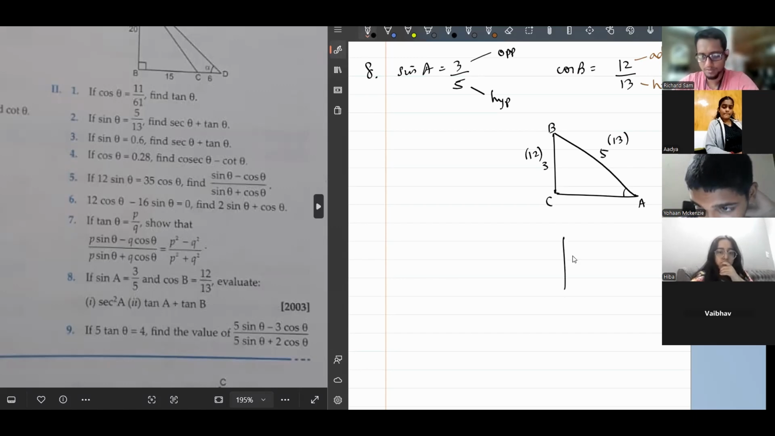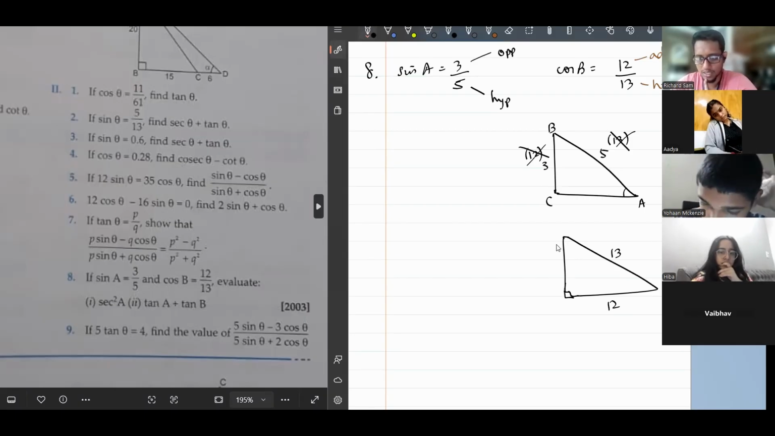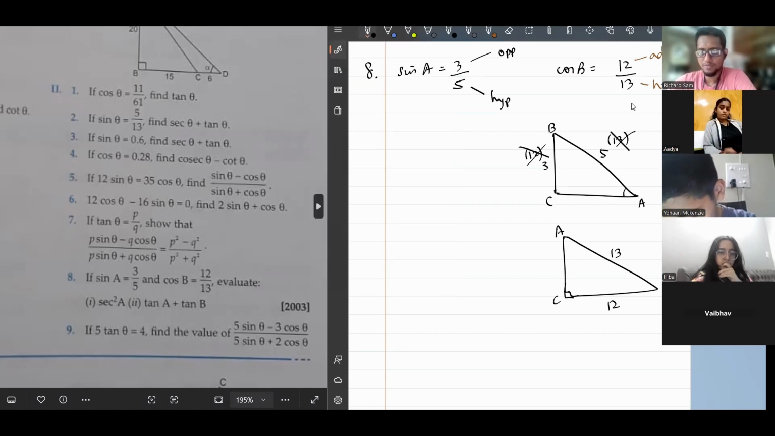Let's see if that works. In your second triangle, let's take B as your main angle. So we won't add 12 and 13 here; we'll add them for a second triangle. From B, adjacent is 12 and the hypotenuse is 13. Let's keep it like this. The other two sides are A and C. From these triangles, find the missing side.